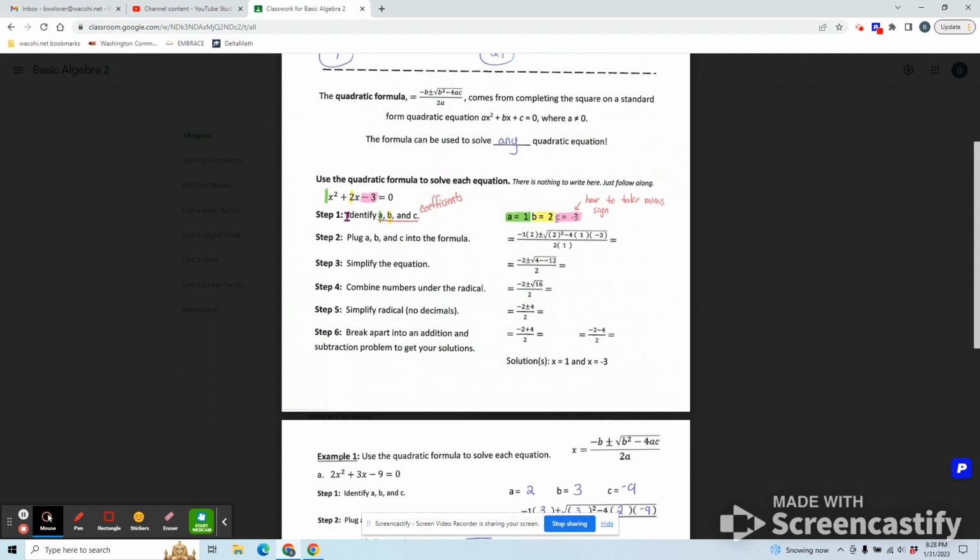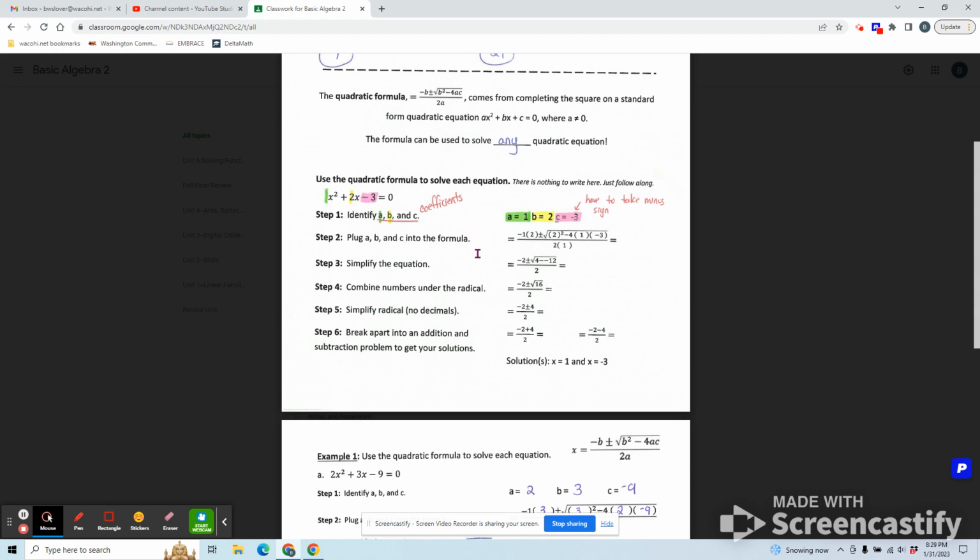We're going to identify the A, B, and the C. So I color-coded our A, B, and our C. So the A is the number in front of the x squared. So if there is no number, it's a 1. So in this case, there's no printed coefficient, so it's a 1. And the middle term's coefficient is a 2. And then the last one is a negative 3. Now notice I have a note that I got to take the minus sign with it. It's not just positive 3, it's negative 3. So I identified A, B, and C.